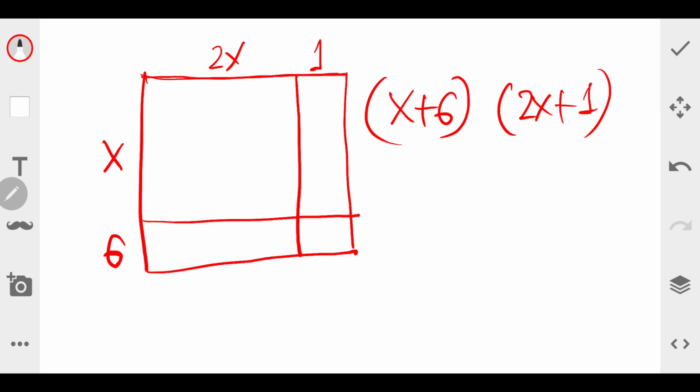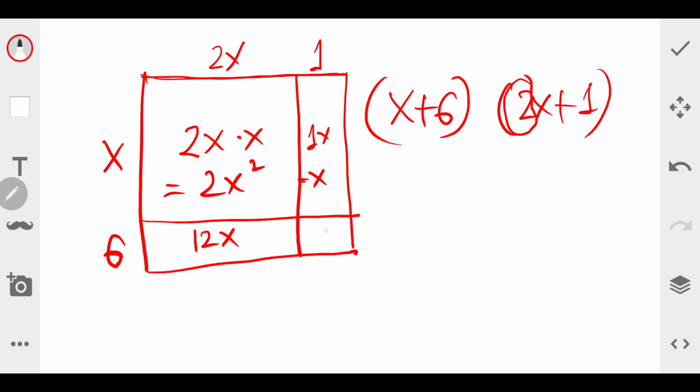So what's the difference you are seeing now? The only difference is that last time we didn't have any number with x. Now we have a number with x. But anyway, it will not make any difference. Still, you're going to follow the same way to multiply them. So let's try to find the individual areas. This one is 2x times x, which is 2x squared. This is 1 times x, which is 1x, or just x is fine. 2x times 6, that'll be 12x. 6 times 1 is 6.